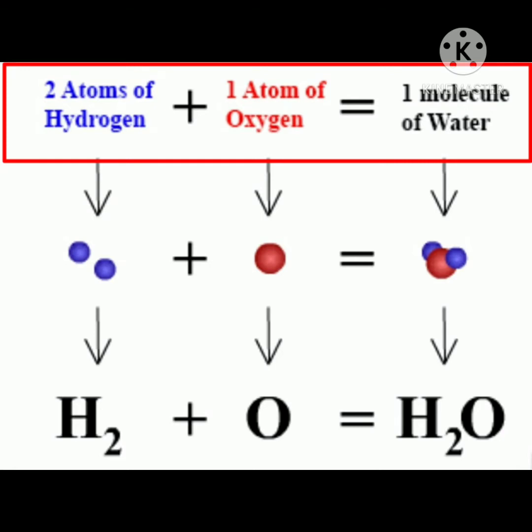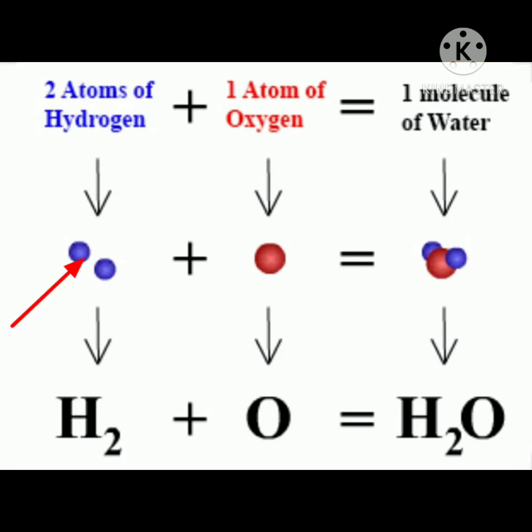So how many atoms of hydrogen? Two. That is the reason why we write H2. Two atoms of hydrogen. How many atoms of oxygen? One. That is why we just write O. And they combine to give one molecule of water, that is H2O. So H2 plus O gives H2O.